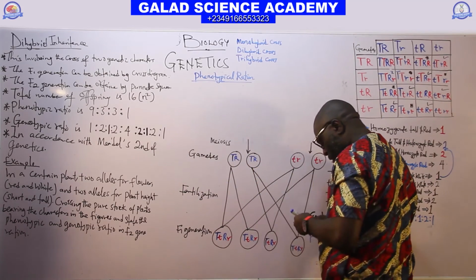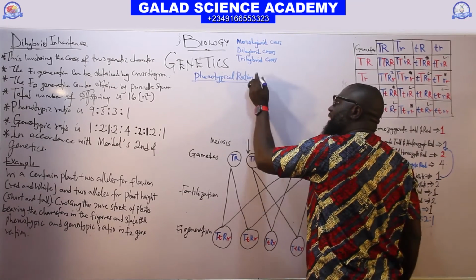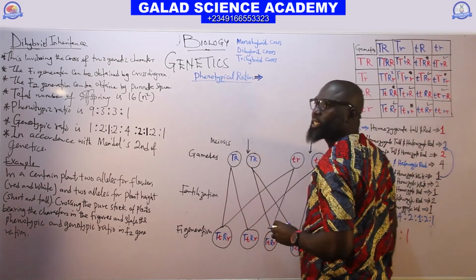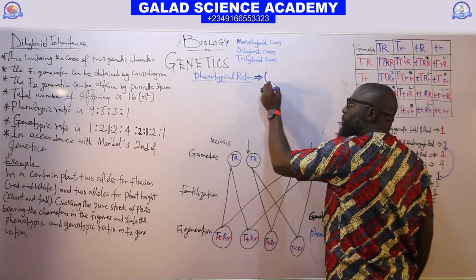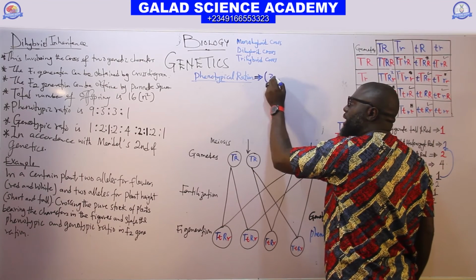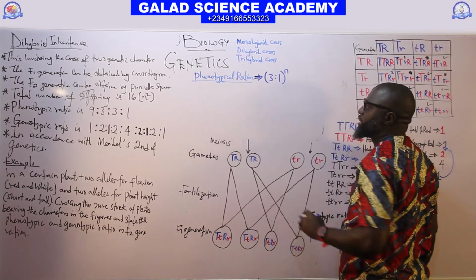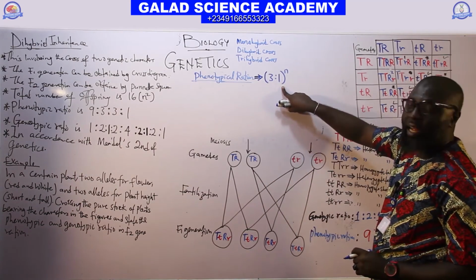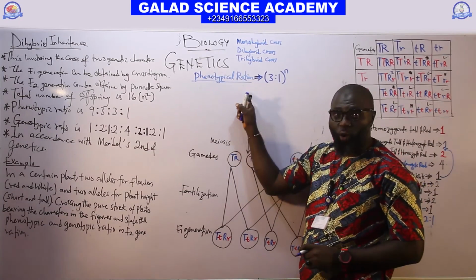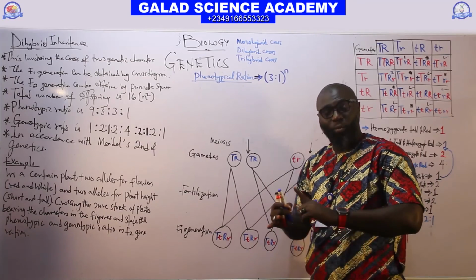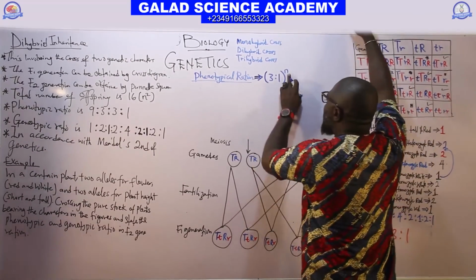So the formula used to calculate the phenotypic ratio of any hybrid cross is 3:1 exponential N. This is the general formula that we can use to find the phenotypic ratio, either for dihybrid, monohybrid, or trihybrid.